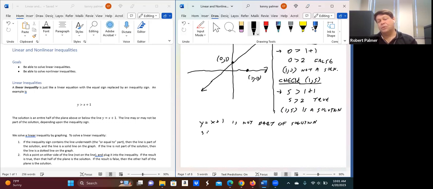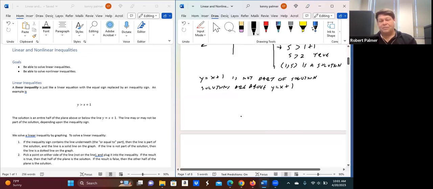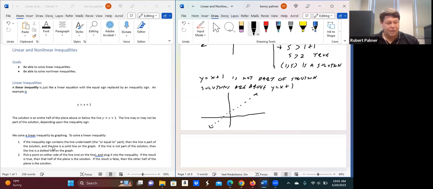And also our solutions are above the line y equals x plus 1. Okay, so the way we're going to demonstrate that, so I can squeeze this in right here, is we'll draw our line with a dotted line. A dotted line indicates it's not part of the solution. I mentioned that over here.